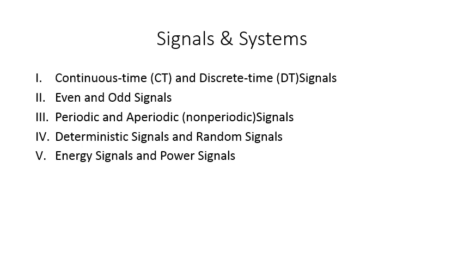Then we classified the signals into the following 5 classes, that is continuous time versus discrete time signals, right? So the independent variable can be continuous or can be discrete. If the independent variable is time and it is continuous, then we call it a continuous time signal. Similarly, if the independent variable is time and it is discrete, then we call such signals discrete time signals. Another category was even and odd signals.